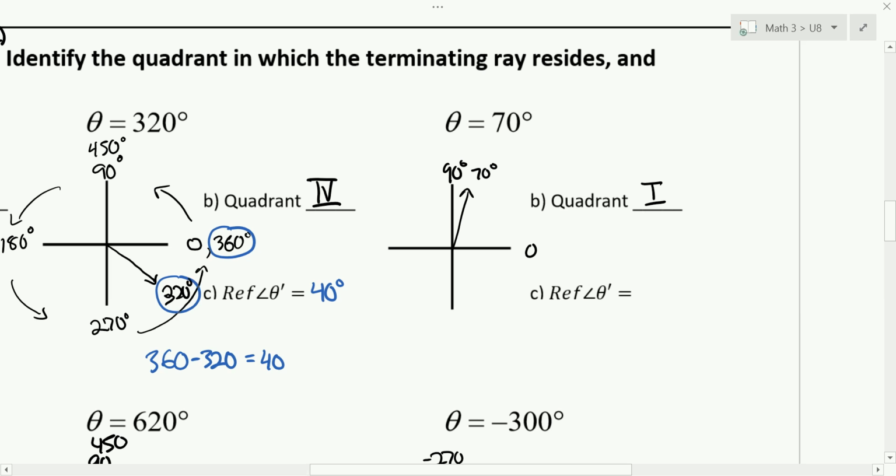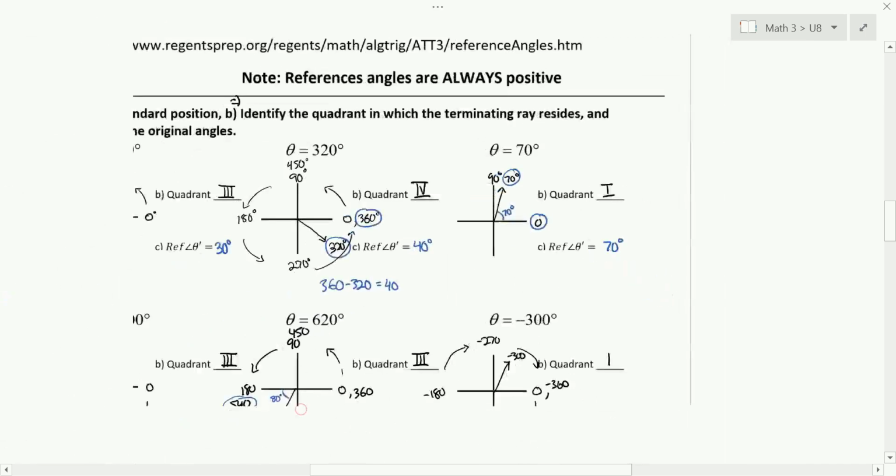70 degrees, we want the reference angle of this one. Jaron, what'd you get? 70. Right, because you're looking at the difference between 70 and 0, which is just 70. So in quadrant 1, that often happens, unless you're going around the circle more than once.